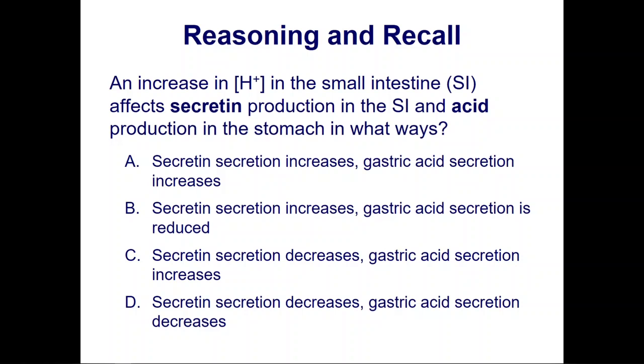So let's clarify that. The first part of this is correct. The second part is wrong. B would be correct because secretin secretion increases and gastric acid secretion is reduced. The purpose of secretin is to slow down acid secretion in the stomach, primarily so the small intestine does not become too acidic and has time to digest food before the stomach breaks down more food, essentially.